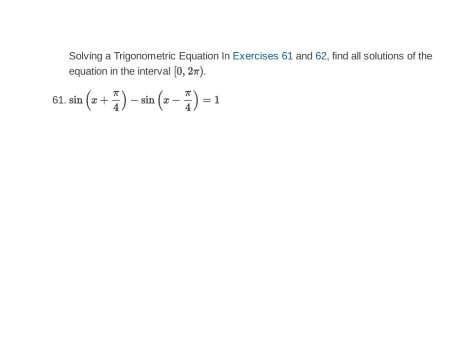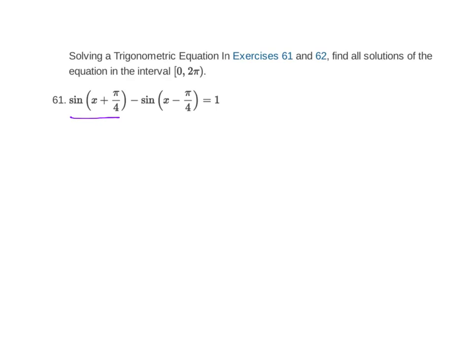Number 61 for the Chapter 5 review, we're solving a trig equation. We're supposed to find all the solutions of the equation in the interval from 0 to 2 pi. So we have sine of (x + pi/4) minus sine of (x - pi/4) equals 1. What we're going to do is use the sum formula and the difference formula for sine.